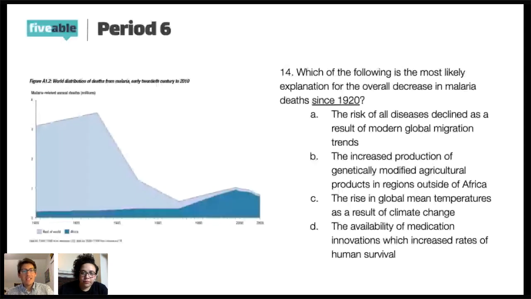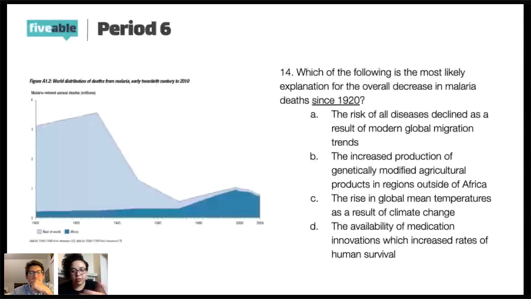Which of the following is the most likely explanation for the overall decrease in malaria deaths since 1920? Taking the whole thing into account, in 1920 we had over 3 million deaths a year. Now we have just under 1 million deaths a year, right? What is the reason for that? Yeah, you guys are killing it on this one. This one they seem to know pretty well. This one's straightforward. You're looking at it like, okay, fewer people are dying, so what would prevent deaths?